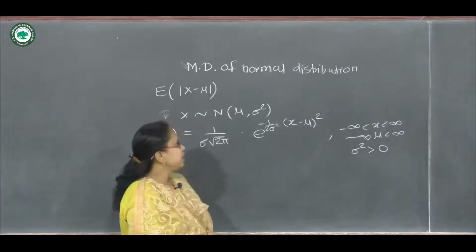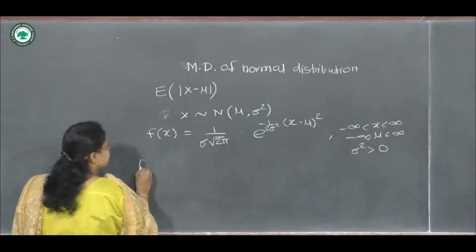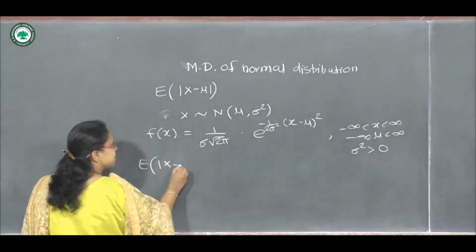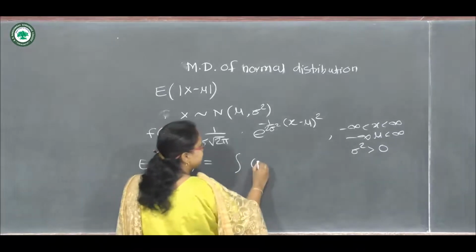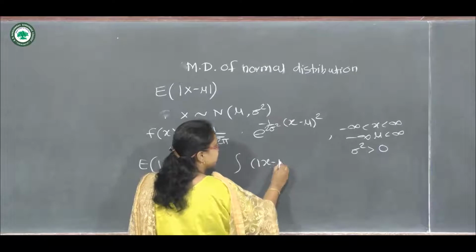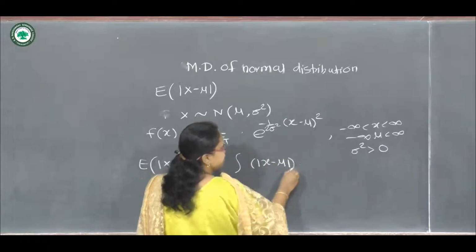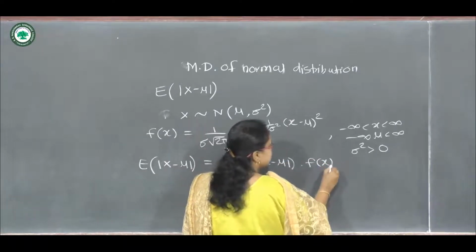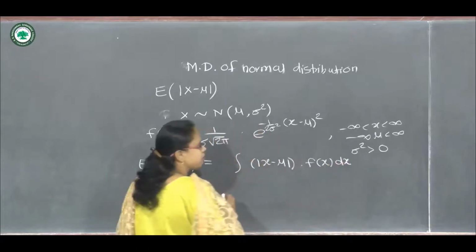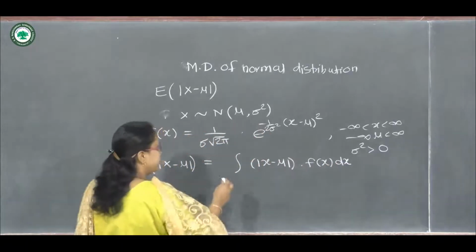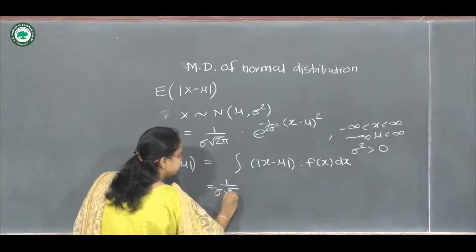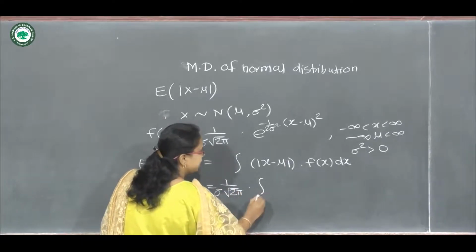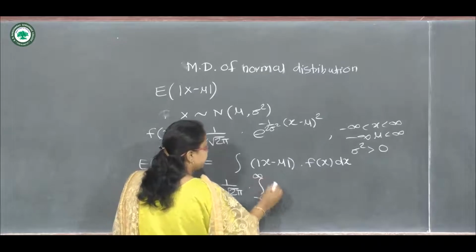Then we will calculate mean deviation, that is expected value of modulus of x minus mu, by integration. So integration of modulus of x minus mu into f of x dx. Now we will substitute the PDF here. The constant term will get outside. Integration from minus infinity to infinity.